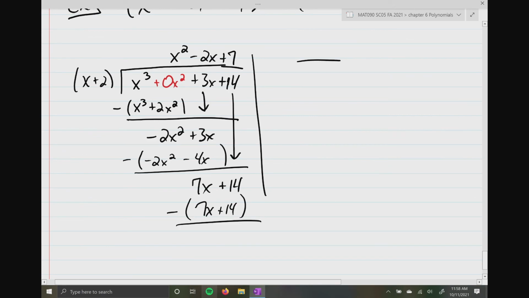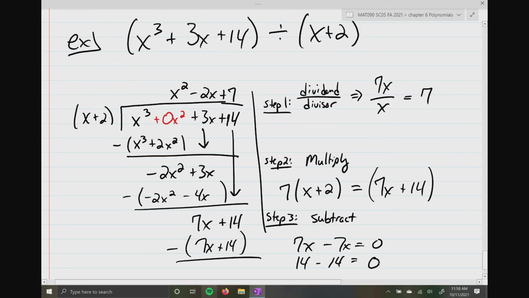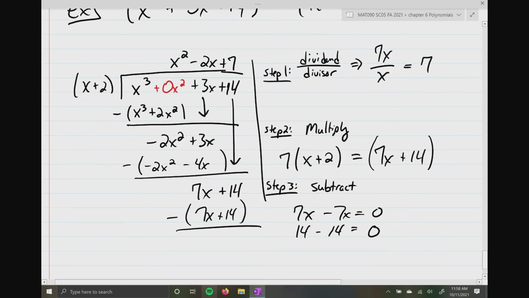I don't know. All my stuff just disappeared. Maybe if I hit Control Z. All right. So now it's back. But now I put a 0. Don't disappear on me. Good.